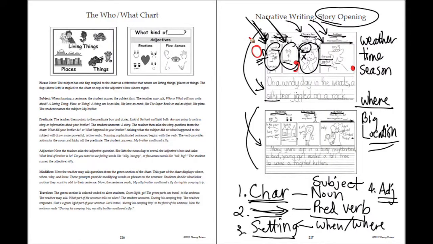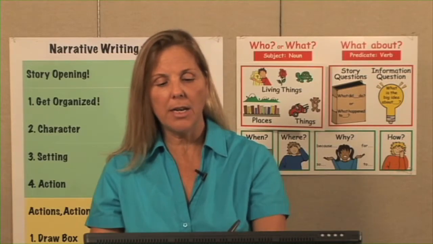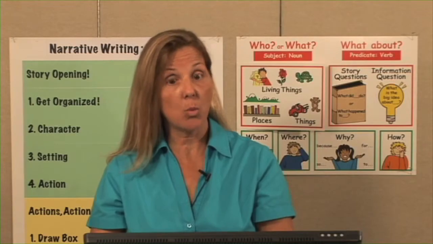Once they add all this information, the when, the where, the character, the action, they go back and add fancy words. They have their capital, their comma, and their period. Then they write it out. And you can also have them, when they finish, color code the capital, color code where the comma goes and the period to make sure that they're checking for that punctuation and capitalization as well.